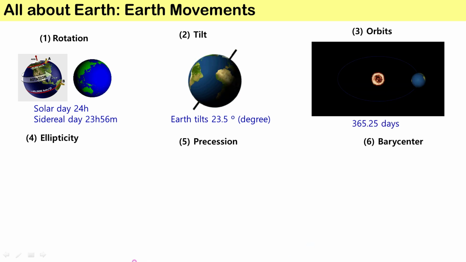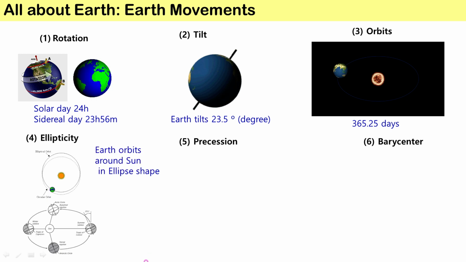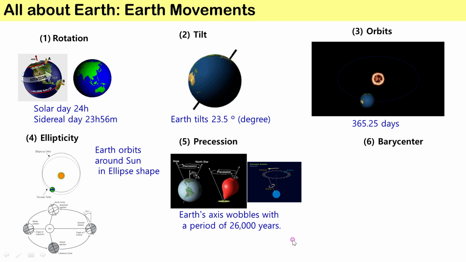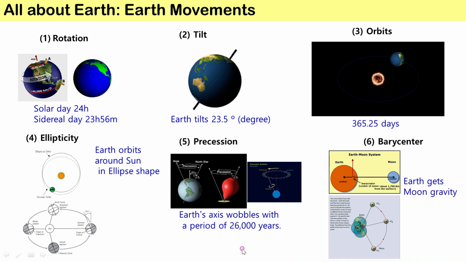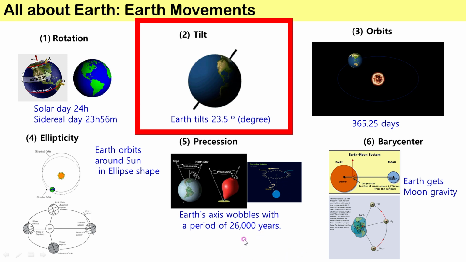Orbit. Earth orbits around the Sun every year, 365.25 days. Ellipticity. Earth orbits around the Sun in an ellipse shape. Precession. Earth's axis wobbles with a period of 26,000 years. Barycenter. Earth gets lunar gravity, and vice versa. Here we will study about Earth's tilt today.